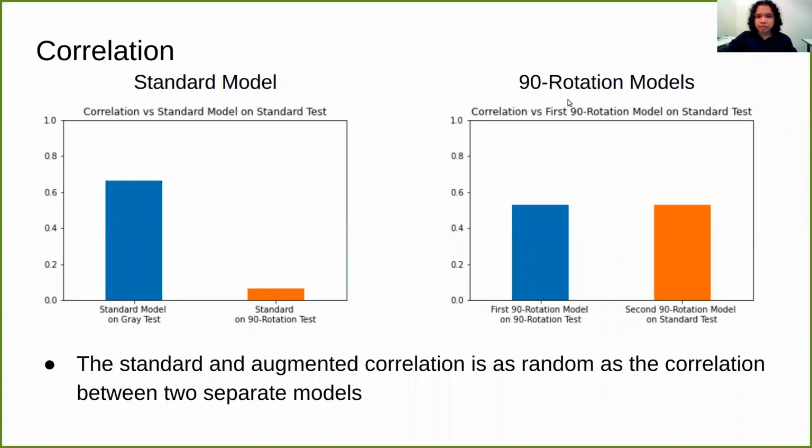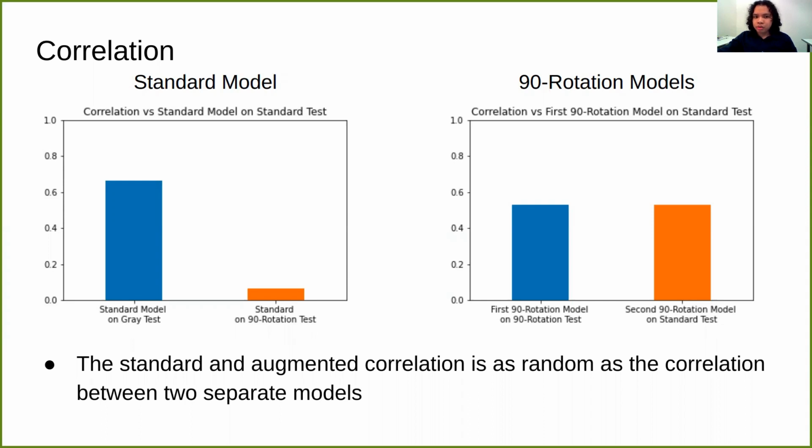Next, the 90 rotation test sets and the standard test sets show near to no correlation at all in the standard model. After data augmentation, it boosts the correlation to near 0.6, but this is still very arbitrary. So we also train a second 90-degree rotation model as a baseline. We then calculate the correlation between the first and the second 90-degree rotation models, both on the standard test set, and we get a similar correlation of nearly 0.6.